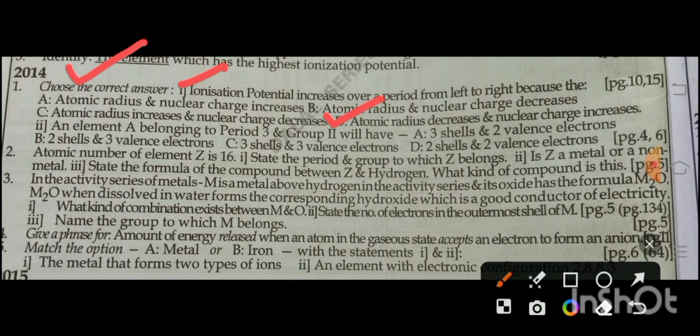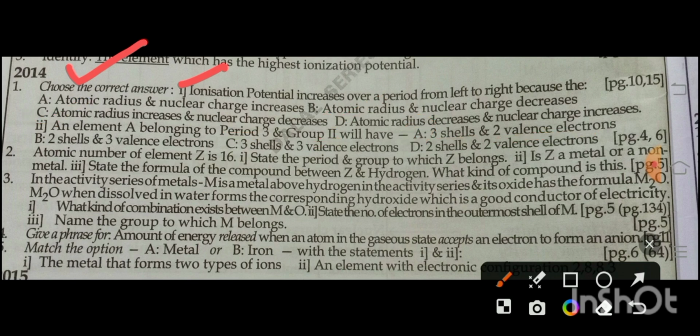Okay, and the next one is an element. The second question is: an element A belonging to period 3 and group 2 will have, and they have given the 4 options. Period indicates the number of shells or orbits, so obviously this element is having 3 shells. Group 2 indicates the number of valence electrons, so group 2 indicates 2 valence electrons. So the answer is A, 3 shells and 2 valence electrons.